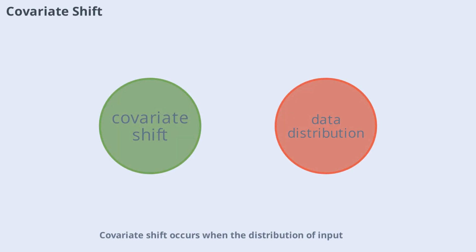Covariate shift occurs when the distribution of input features changes between training and real-world test data. If your model performs well on validation but poorly on new data, it likely overfit to the training distribution. Addressing covariate shift requires collecting more representative data and robust validation strategies.